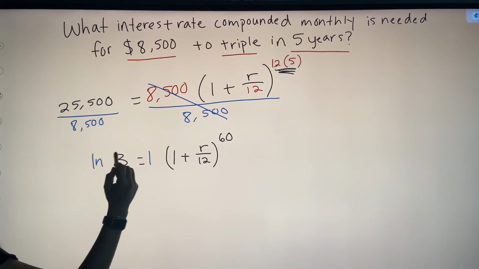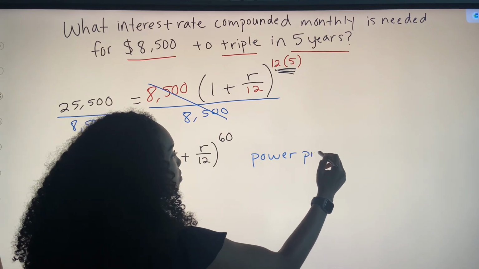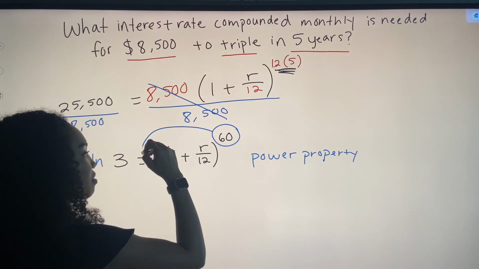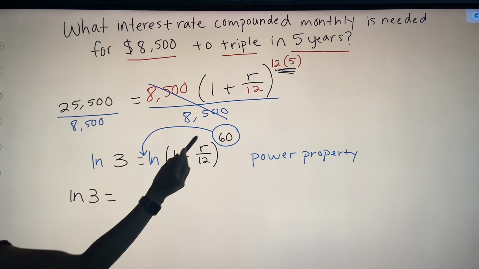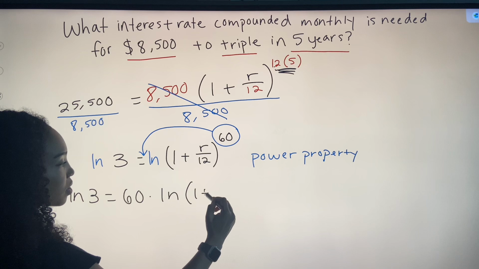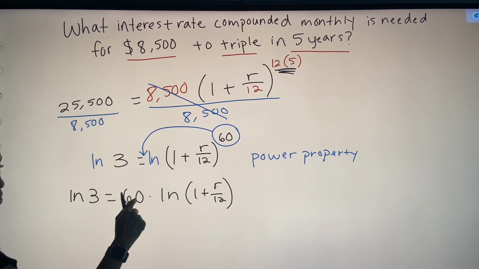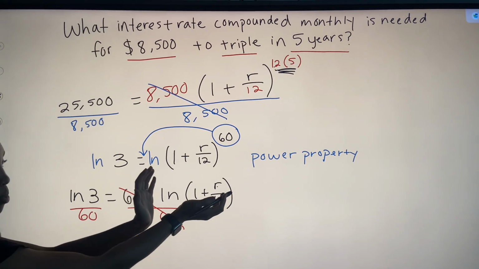All right, so when I take the natural log of both sides, I'm going to use the power property, which says that exponents can come to the very front. So what I will have is still natural log of 3. The 60 will come to the front times natural log of 1 plus r divided by 12. All right, let's continue. We still want to get r by itself, so let's get rid of this 60. Let's divide both sides by 60. Okay, it's a little bit more by itself.